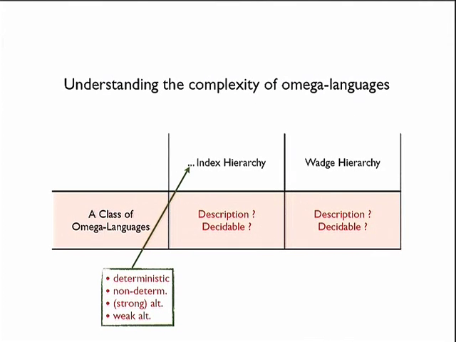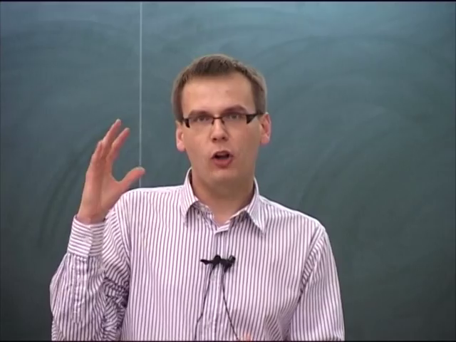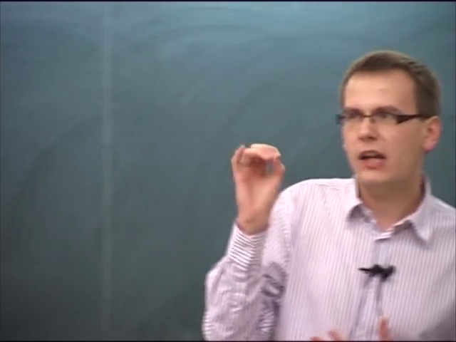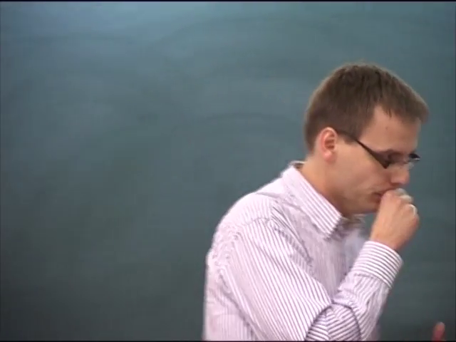So let's focus for a second on this index hierarchy. If one tries to understand complexity of omega languages, say, of trees, what one often wants to do is to describe the two hierarchies, so kind of understand which languages are more complex than others in terms of those hierarchies, and also try to describe the whole hierarchy. So in a way, one can think that if one understands the structure of this hierarchy, one has a kind of classification of languages. So it's not precise. We abstract from some aspects, but we kind of understand the structure in a way.